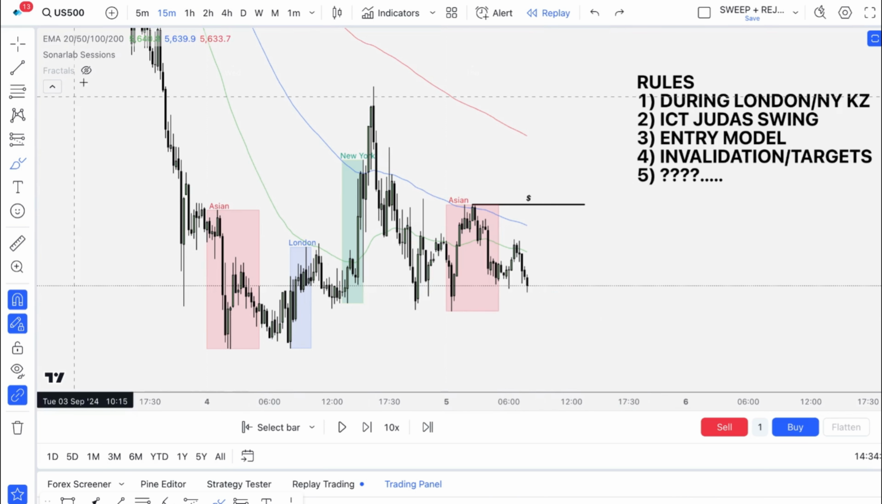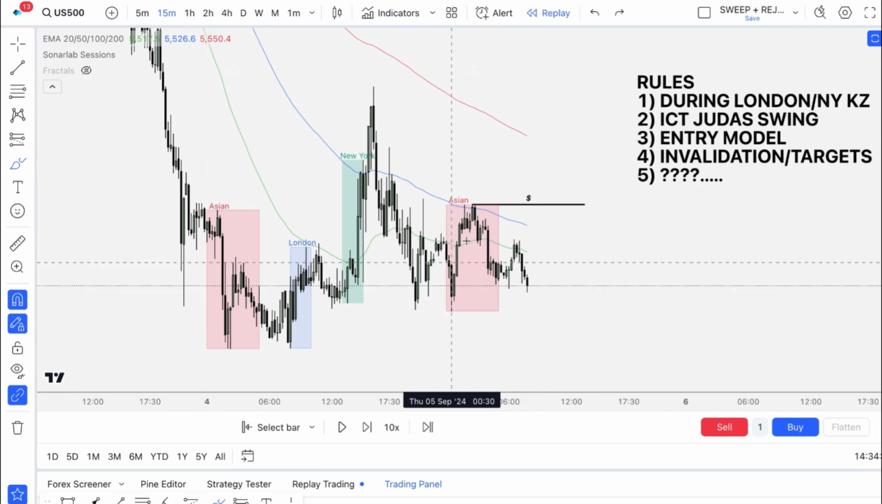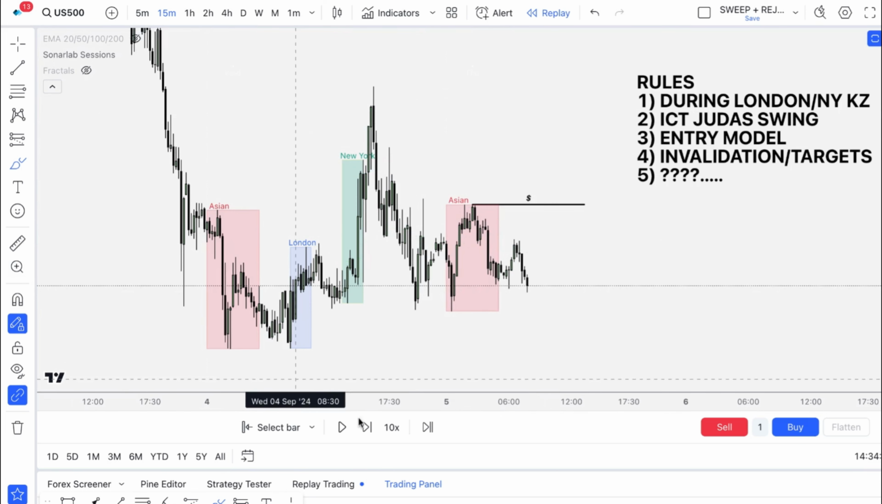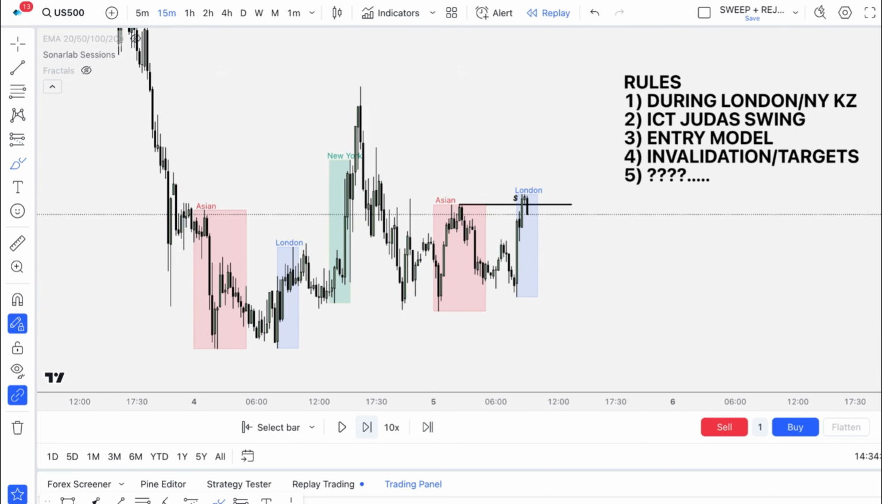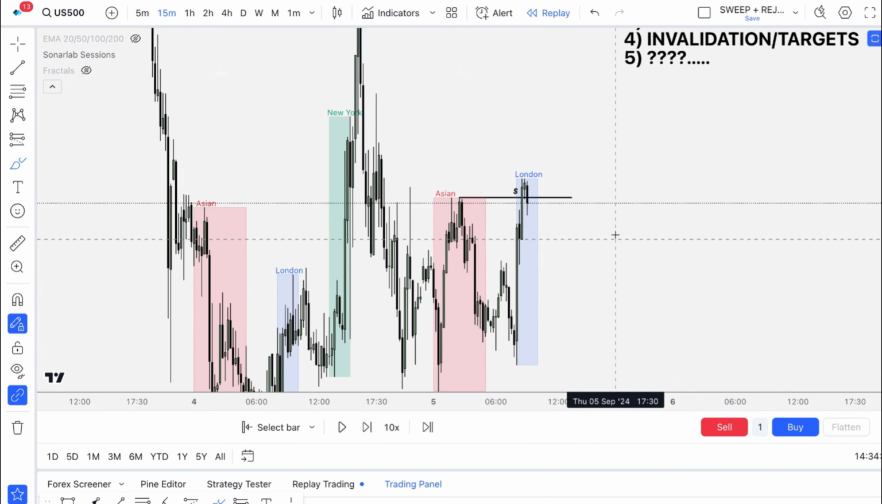In terms of momentum, you can see all of the EMAs are in order. The 50s on the bottom, the 100s in the middle, 200 is on top. Therefore, we are bearish bias on this market. So we're only looking for shorts on this market. So during the London kill zone, we get a sweep of the Asian session liquidity right here.